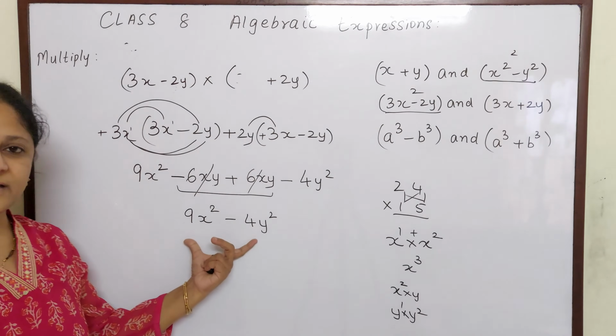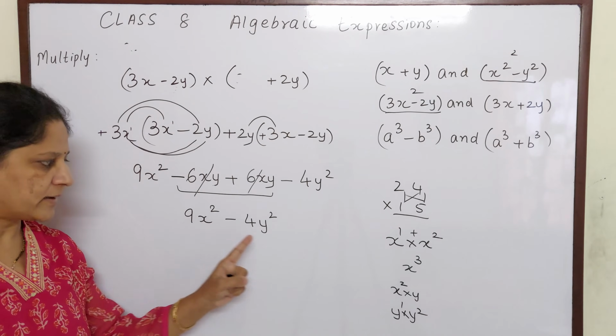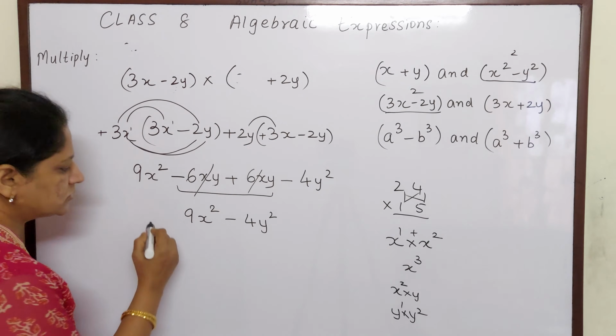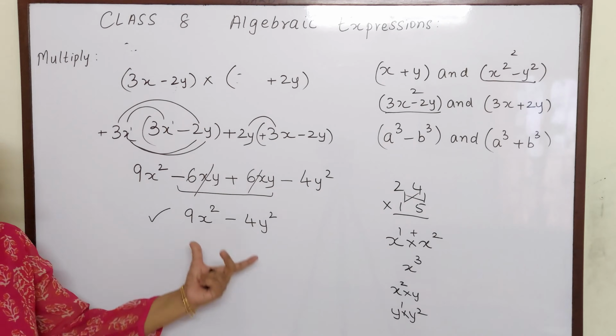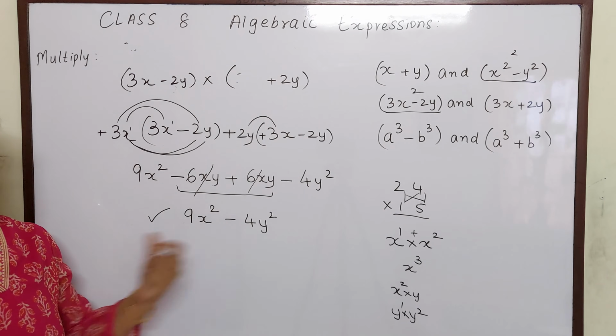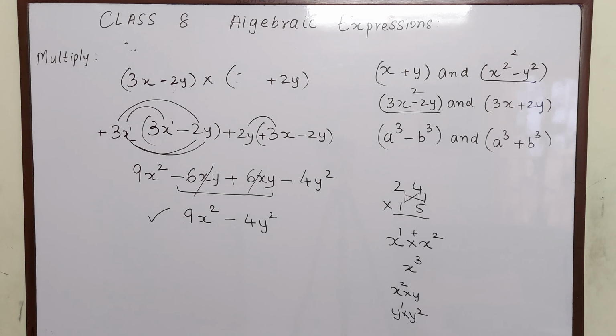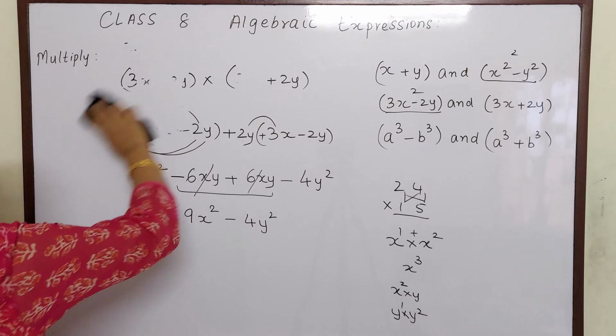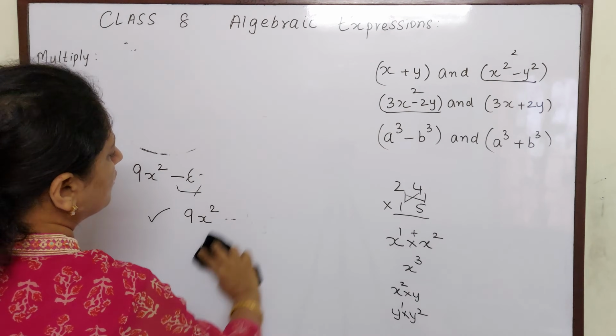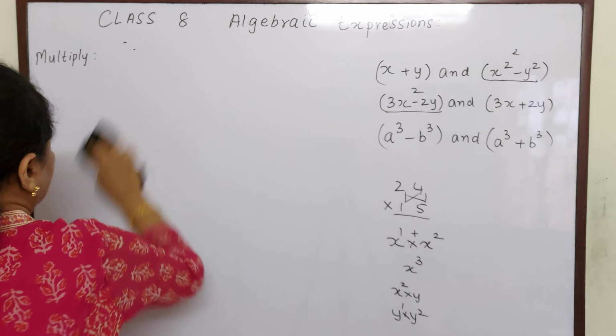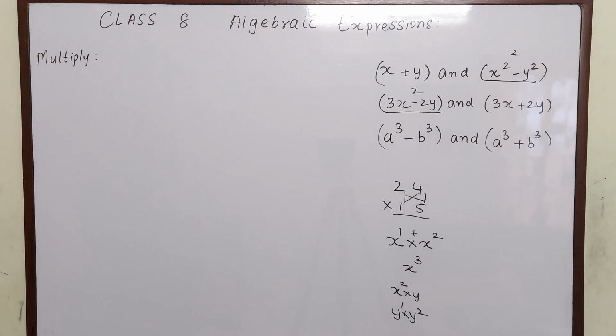Now we cannot do anything with this because this is having x square. This is having y square. So they are not like terms. We will leave. This will be the final answer. Now in the same way, let us do together the last sum. You also start doing it in your notebook and we will do it together.